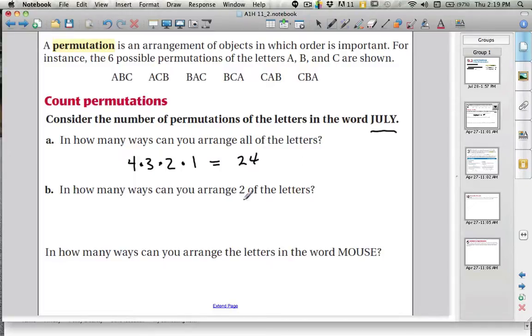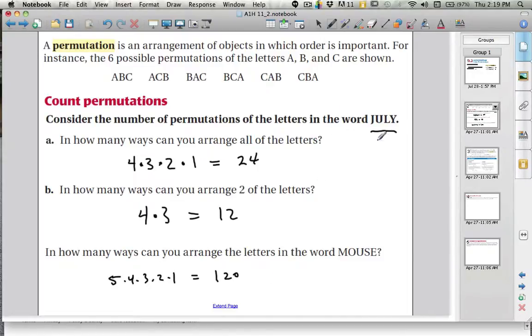And if we only wanted to stop with 2 of the letters, it would just be this first part. There are 4 different possible outcomes for the first one and 3 for the second, for 12. And if we look at the word mouse, 1, 2, 3, 4, 5, there's 5 times 4 times 3 times 2 times 1. 5 times 4 is 20, times 3 is 60, times 2 is 120, times 1 is 120. Okay, so that's how we calculate how many different permutations there could be.